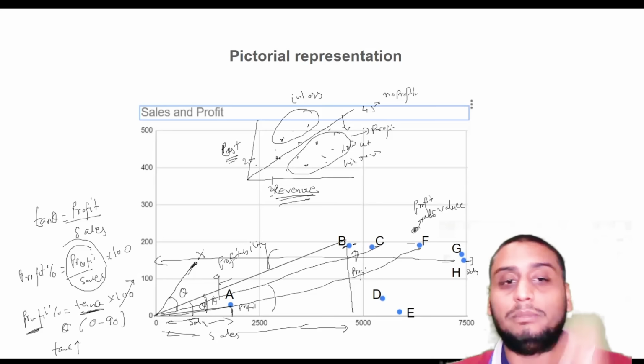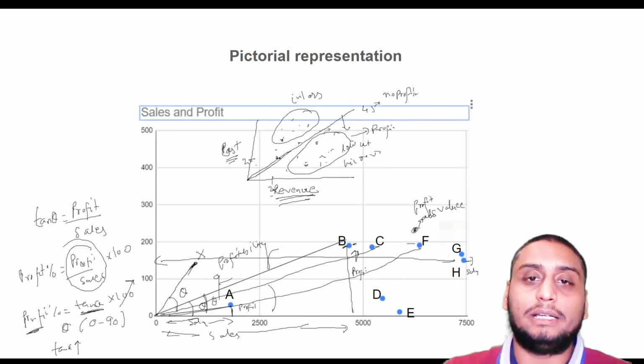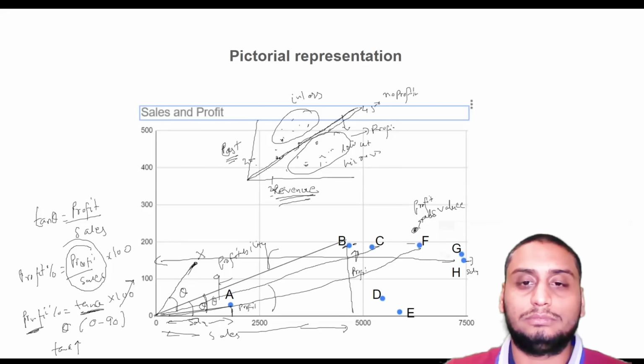I said, the maximum angle. So whichever company is in loss would be here, and whichever company is in profit would be here, because here it will have higher revenue than cost. Here it will have higher cost than revenue. And on this line, the company will break even. Basically, no profit, no loss.